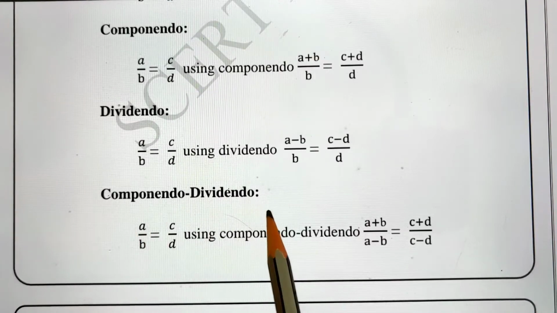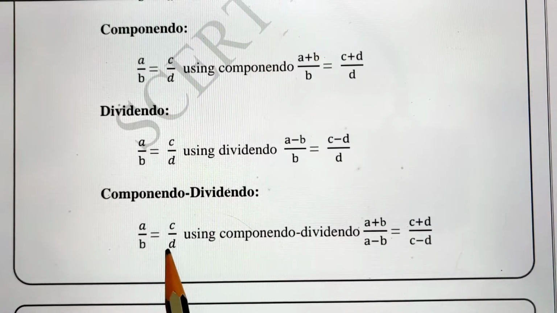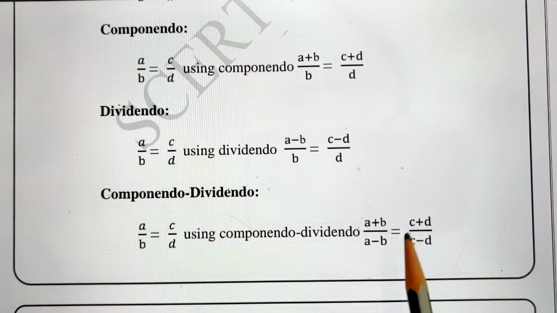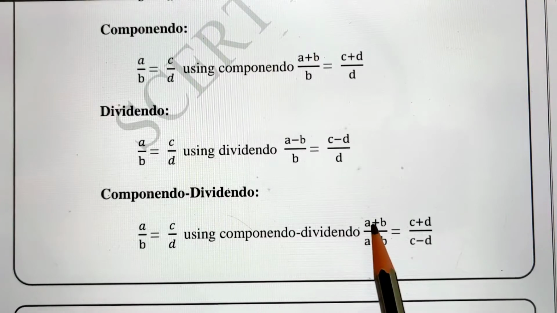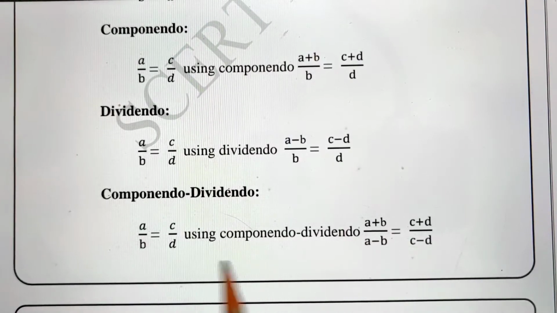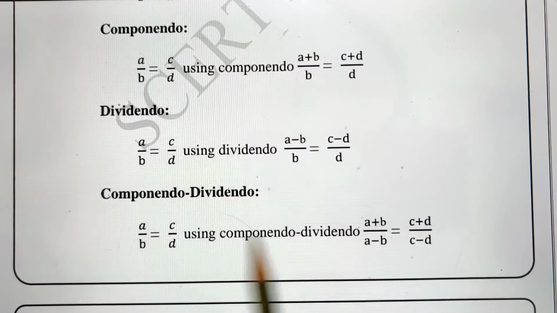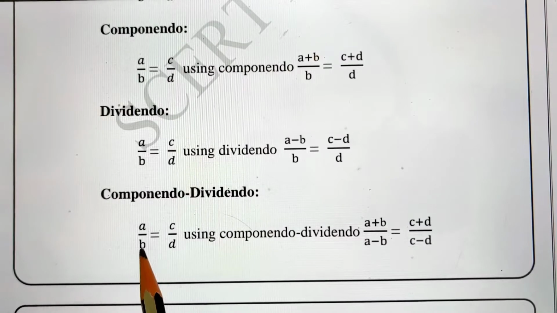So last one is componendo dividendo, means if two ratios are equal, then the ratio of addition of numerator and denominator divided by subtraction of denominator and numerator. So here the first term and second term, addition of these two terms, and first term, second term, difference between these two terms. So A plus B upon A minus B equals C plus D upon C minus D. So these ratios are again equal by componendo dividendo.